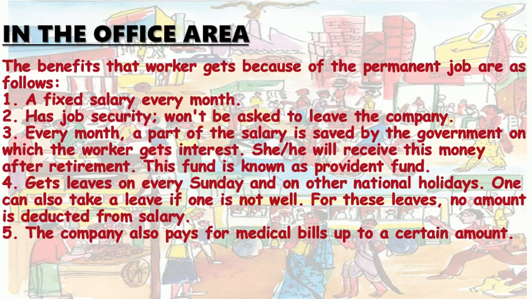So there are many benefits that a worker gets because of a permanent job or because of working in an organized sector. What are those benefits? The first one is a fixed salary. They get a fixed salary every month. They have job security and they won't be asked to leave the company. Every month, a part of the salary is saved by the government on which the worker gets interest. She or he will receive this money after retirement, and this fund is known as Provident Fund.